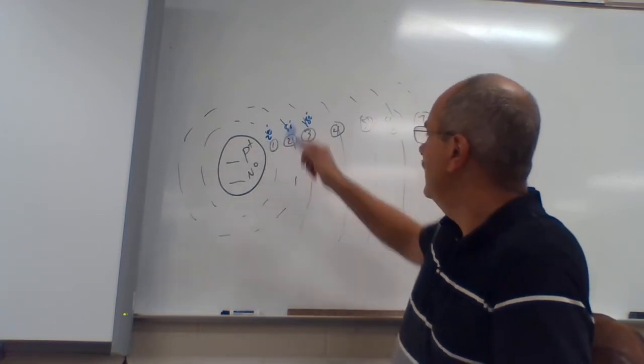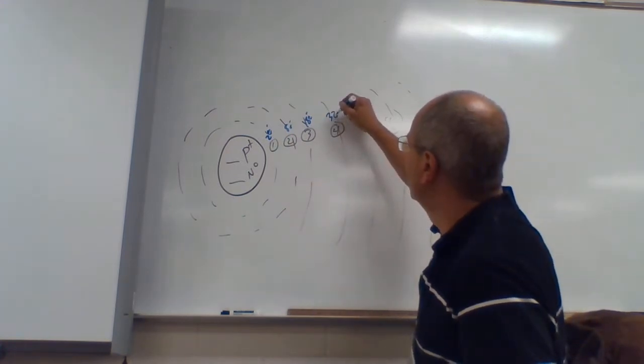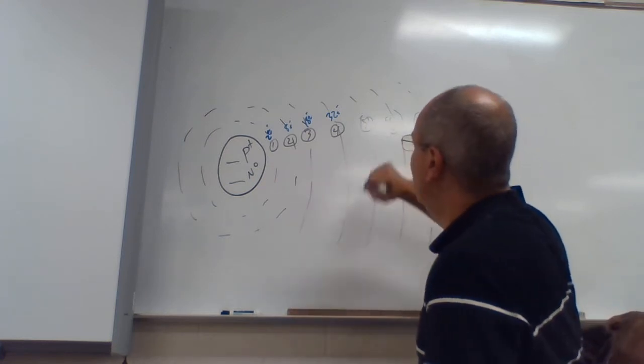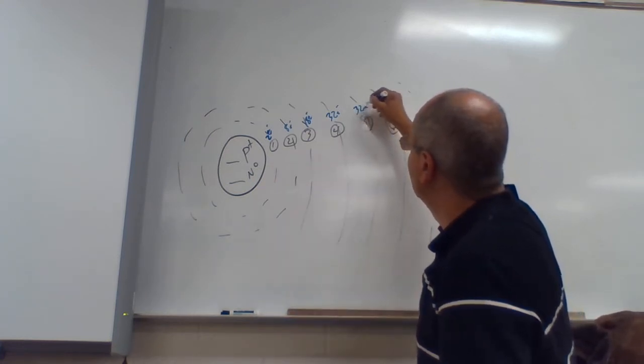So we went 2, 8, 18. The fourth ring has 32 electrons. They keep increasing by something. Then we get to ring number 5, and it seems like it should go up now. Sorry, it's 32 electrons.